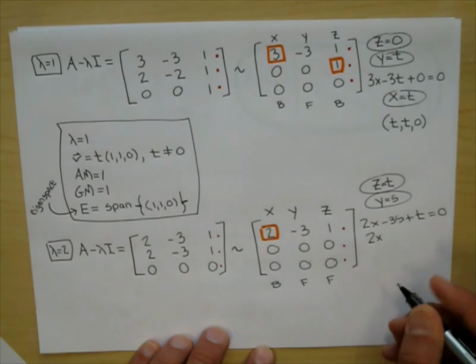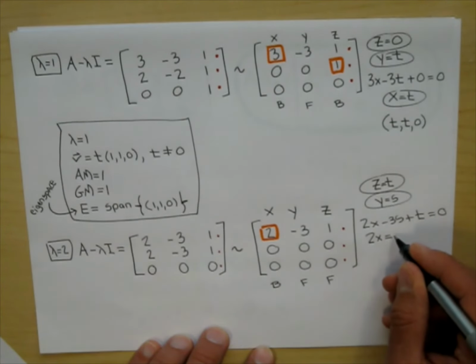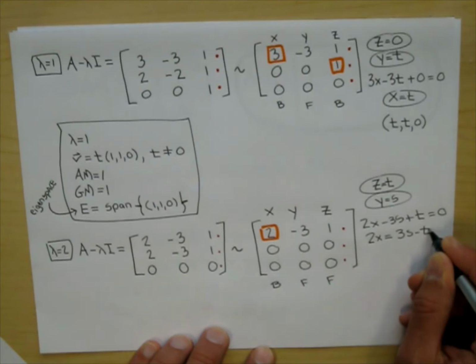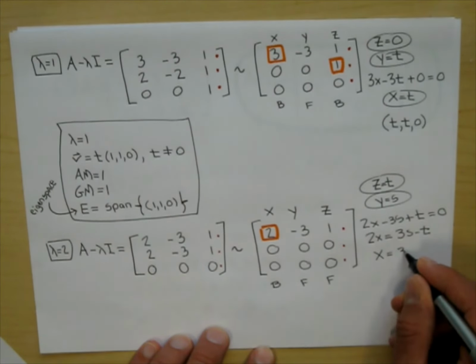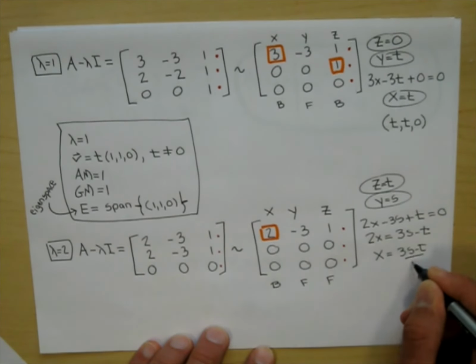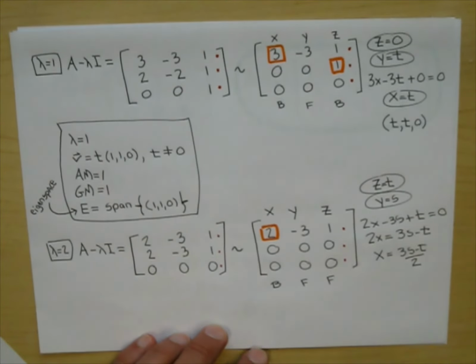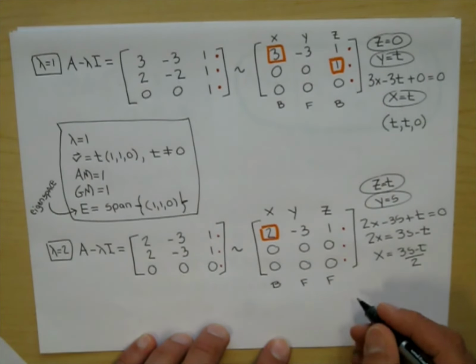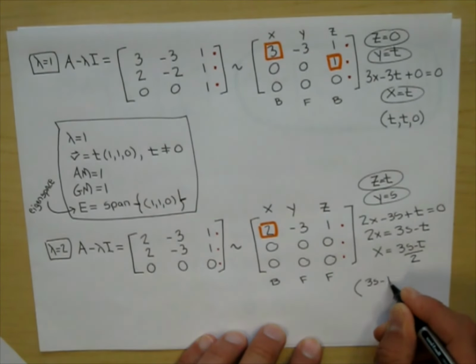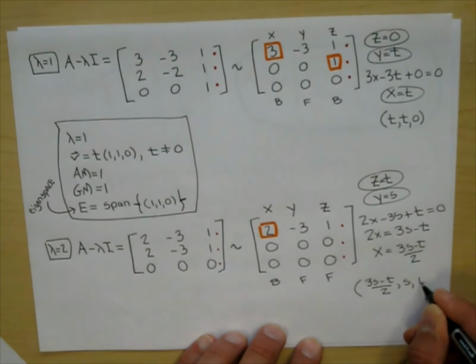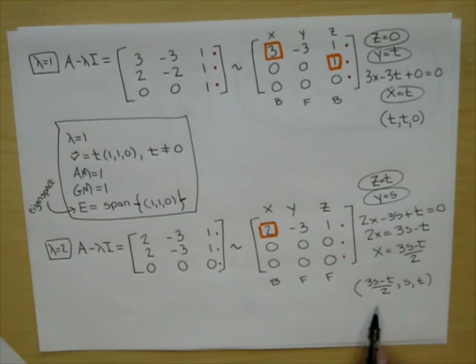2x equals 3s minus t. X equals 3s minus t over 2. So it looks like the null space of this matrix here happens to be 3s minus t over 2, comma, s, comma, t. Now, I could do any multiple of that.